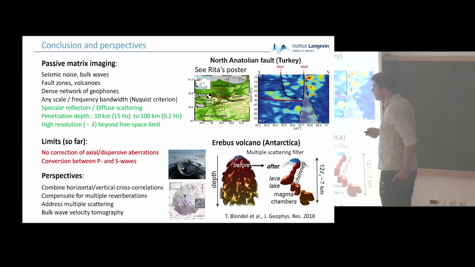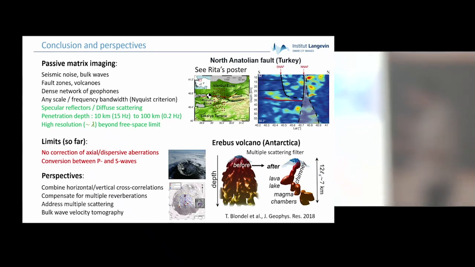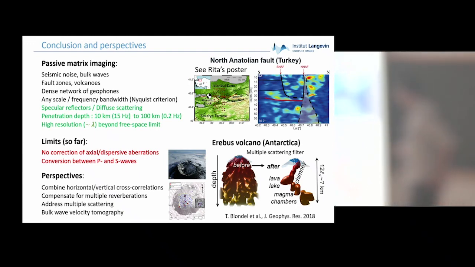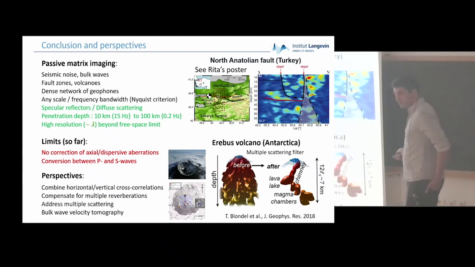It's a preliminary step of a more complex story. Okay, so these are the perspectives. We can compensate also for multiple reverberation, address the multiple scattering issue. Here, I just correct for wave velocity inhomogeneities, but of course, you can, for example, in this volcano, the very robust volcano that we studied with Michel and Arnaud Derode and Thibaut Blondel and Julien Chaput a few years ago, we did not use all this trick, just a multiple scattering filter, and this volcano is very multiply scattering.